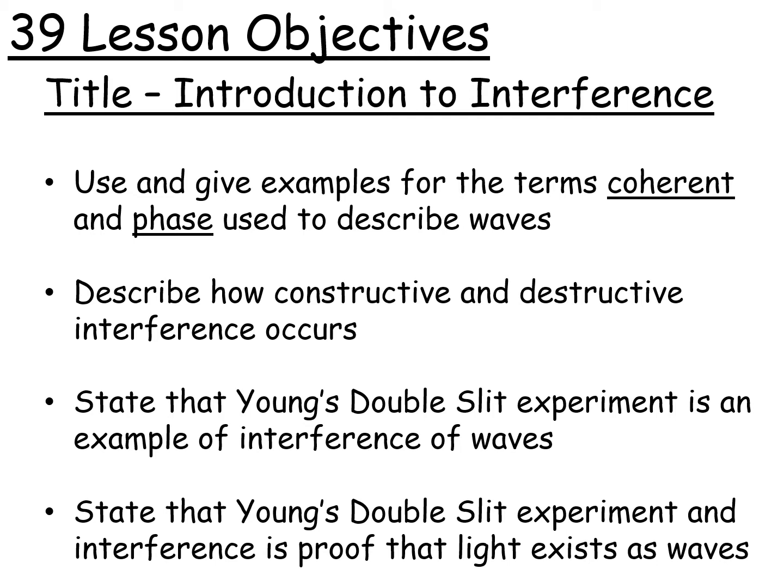So for this lesson we're going to look at examples of coherent waves, and use the words coherent and phase to describe waves, describe how constructive and destructive interference occurs, and state that Young's double slit experiment is an example of interference of waves, say that Young's double slit experiment and interference is proof that light exists as waves, and also talk a little bit about what Young's double slit experiment is.